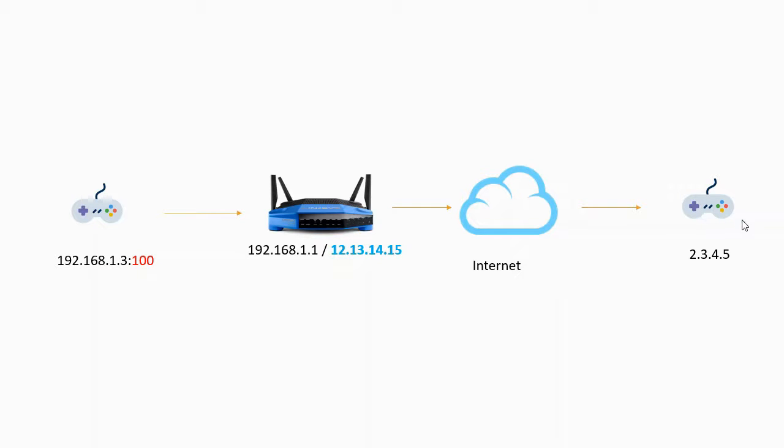When an external gamer in the public internet wants to connect to my gaming server, he sends a data packet with the router's public IP address as well as the port. The packet travels through the internet and it reaches the router. But our router doesn't know what to do with that packet because the port 100 is not configured in the port forwarding rule. That is where port forwarding comes into the picture.